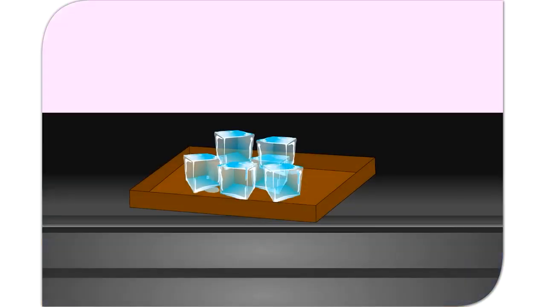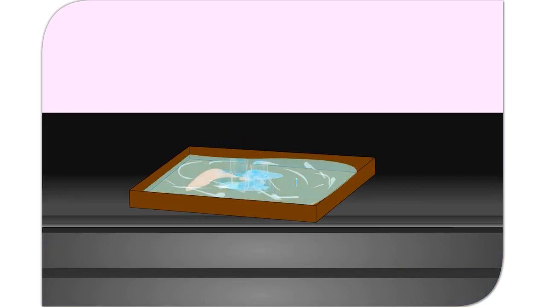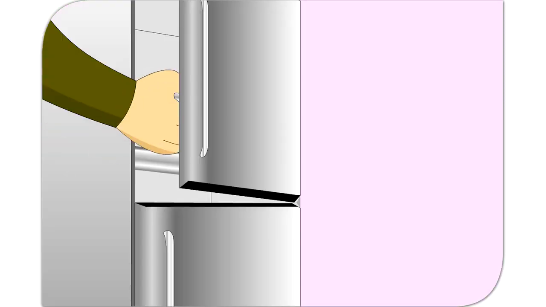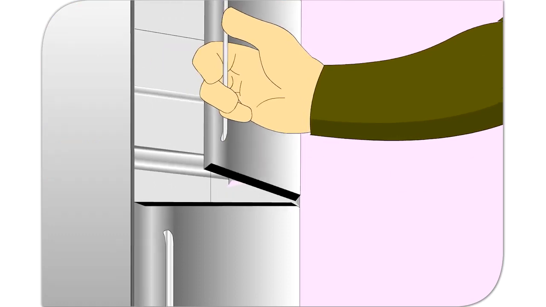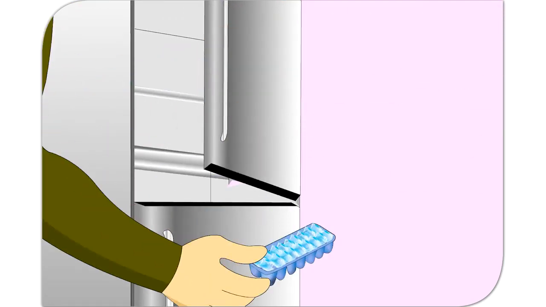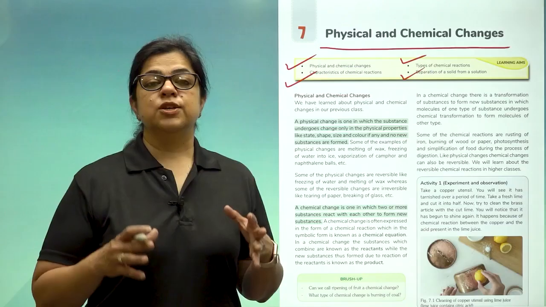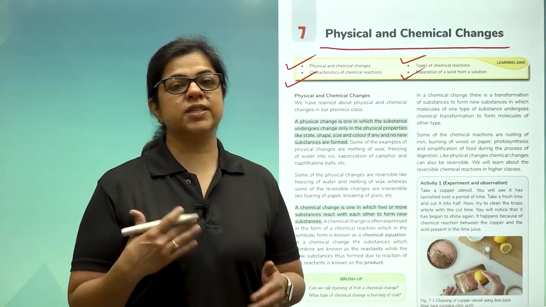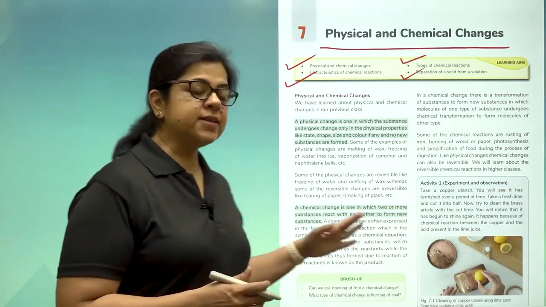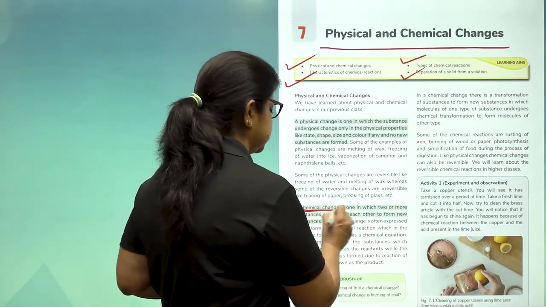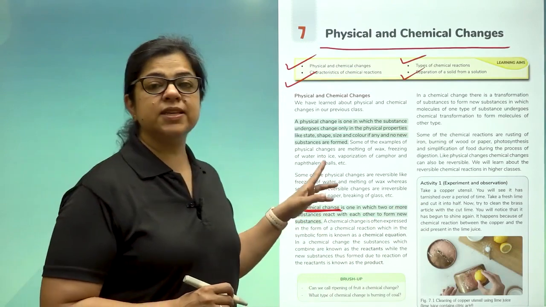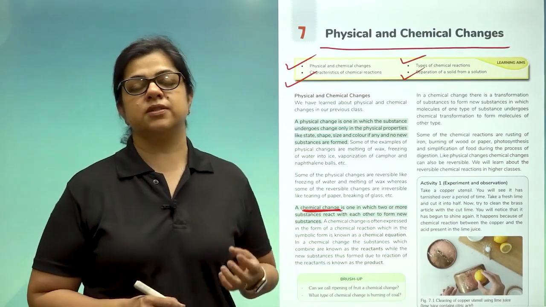Take a few ice cubes in a tray. Leave it in the sun. The ice melts. Place this melted ice water in a freezer. Ice is formed. No new substance is formed during the melting of ice and freezing of water. Only a change of state takes place. So we have understood that a physical change can be reversed. Now let us understand about chemical changes. So a chemical change is a change in which a new substance is formed.